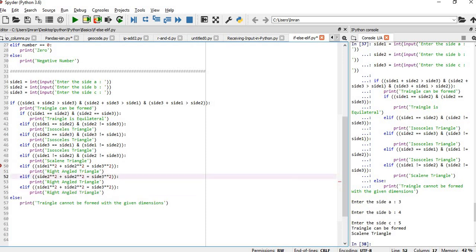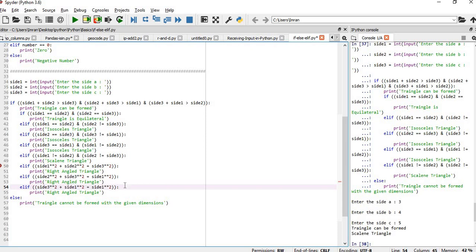Now this can again be true for the other two sides also. We can say side 2 square plus side 3 square is equal to side 1 square, and again side 3 square plus side 1 square is equal to side 2 square. Means this is like a square plus b square is equal to c square, this is like b square plus c square is equal to a square, and this is like c square plus a square is equal to b square.